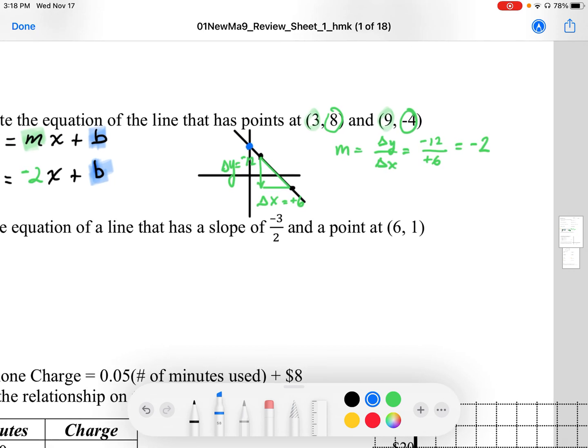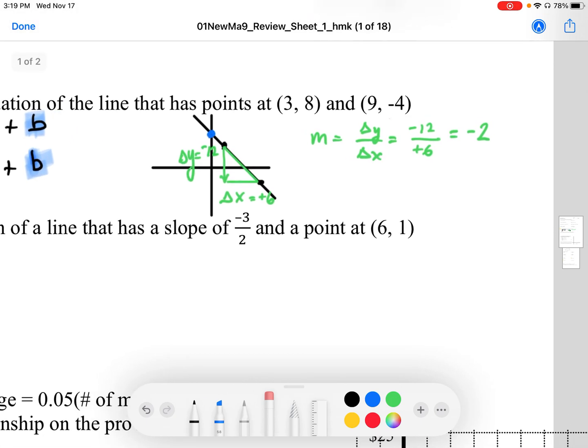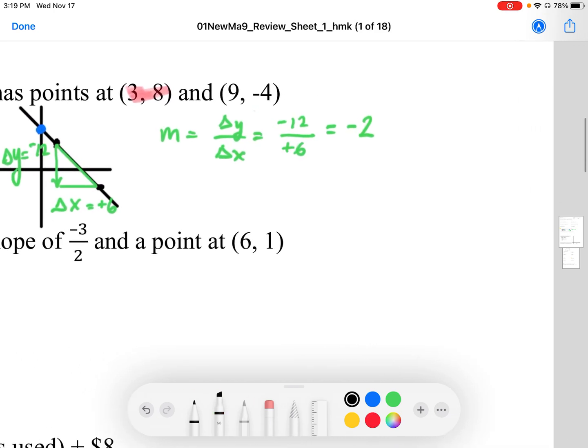So how do I work out the b value? Well, I'm going to use a principle that is true all the time, not just for coordinate geometry, but any time you have coordinate pairs like this. The x and y as a pair must fit into the x and y in the equation. So I'm just going to write this over here: y equals mx plus b.